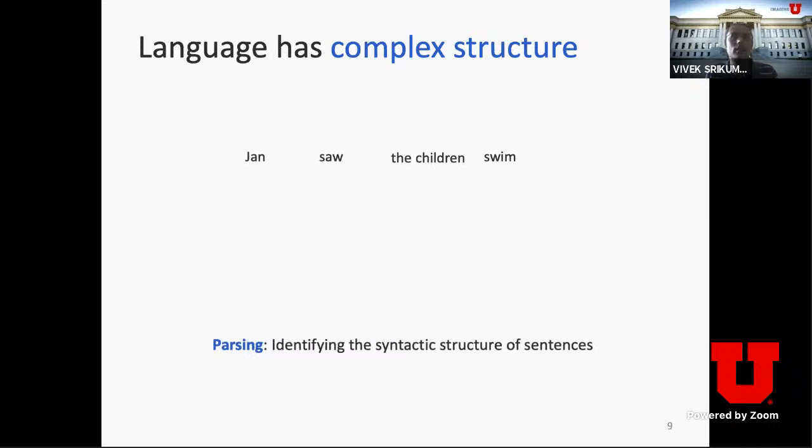Here's a sentence in English first. Jan saw the children swim. Before we go to Dutch, you can think of this natural language processing task of parsing, which is identifying the syntactic structure of sentences. Some of you may have been unfortunate enough to be forced to diagram sentences in high school, and that's what this is. You are asked to identify what is the subject of the verb here, of seeing. Who's doing the seeing? It's Jan. What is Jan seeing? It's the swimming. Who's doing the swimming? It's the children. In English, these kinds of diagrams are easy in the sense that they don't cross each other, and there's this hierarchical structure.